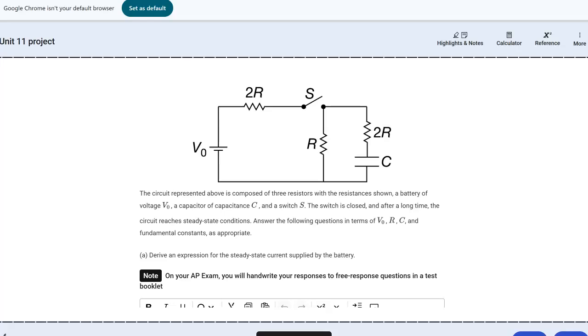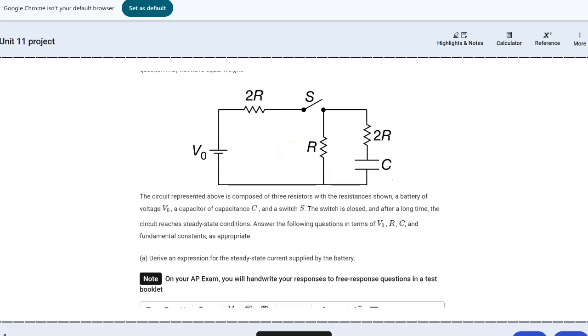Hello, this is the fifth FRQ of the Unit 11 project. So let's get into it. We're dealing with a capacitor.